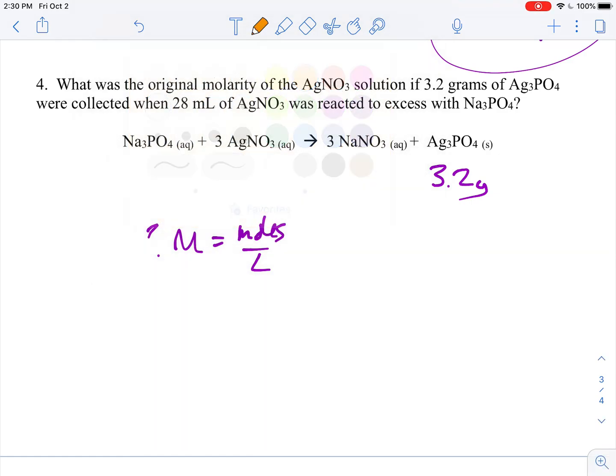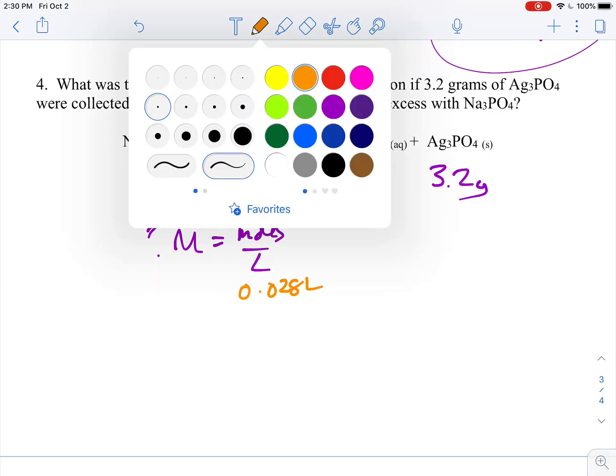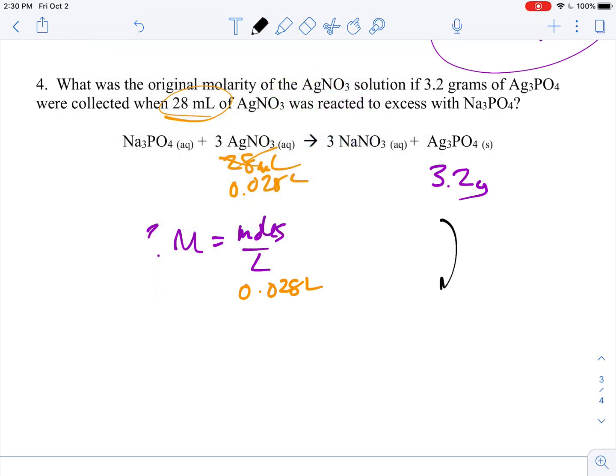Well, they already told me the liters. They told me it was 28 milliliters. So if it's 28 milliliters, then I know right off the bat it's 0.028 liters that I can plug into my equation here because I know how many milliliters are in a liter. The only thing I need is the moles. Well, I don't have the moles, but I can get the moles because I have grams here. This stuff here weighs 418.7 grams per mole. So when I divide that out, I get about 0.00764 moles of the silver phosphate.